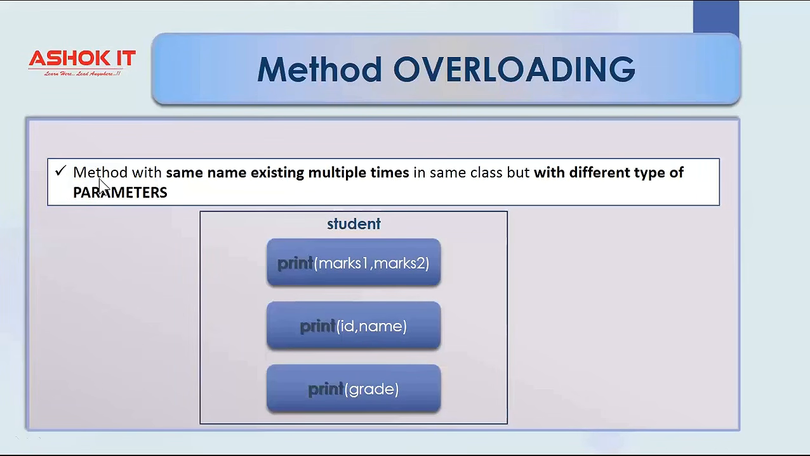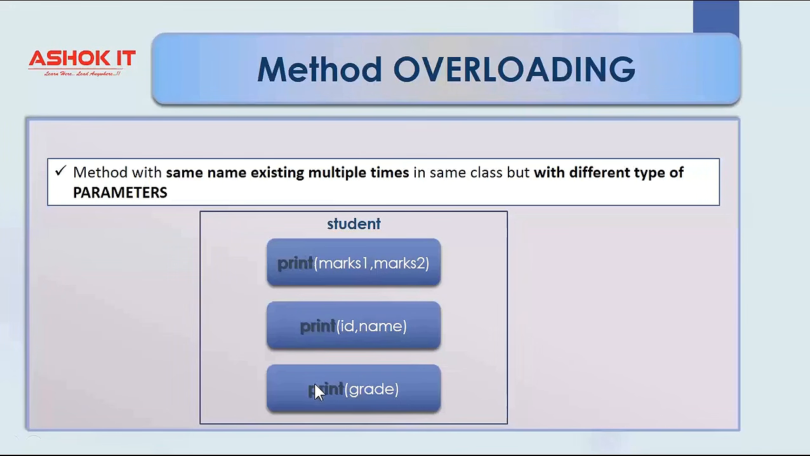When the same name method or member function will exist multiple times with different types of parameters, then we call it method overloading. So here we can see a simple example. A student class is there which contains three print methods with different parameters. First method contains marks 1 and marks 2, which may be of numeric type, and the second contains ID and name, which is numeric and a text type, and the third print contains the grade, which is character type.